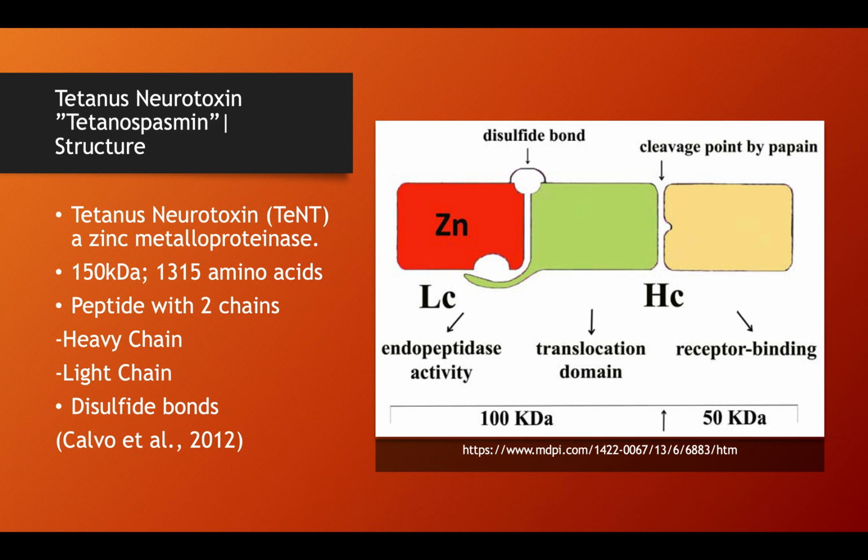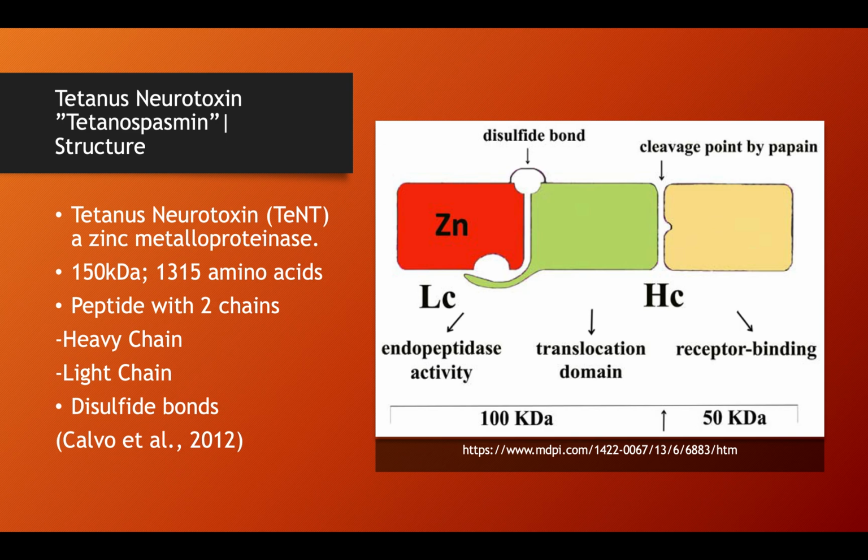So next, we'll talk about the structure and the function of tetanospasmin, which is the tetanus neurotoxin, also abbreviated TeNT. It is a zinc-dependent metalloproteinase, which means it's an enzyme with catalytic activity. And specifically, this toxin is going to target a certain protein in the neuron, which we're going to discuss later.